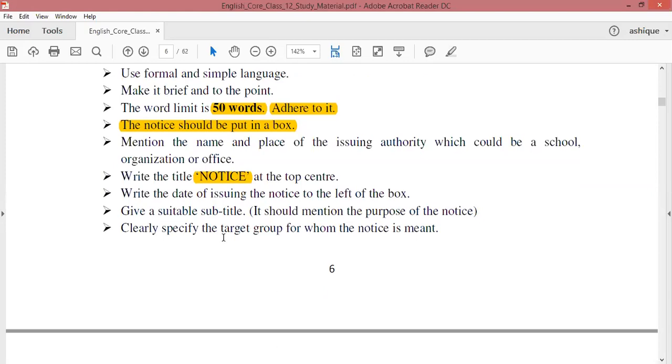Next, clearly specify the target group for whom the notice is meant. I'm underlining this statement: to whom you're writing the notice should be very clear. Your objective must be clear. If your objective is not clear, it's a big question mark for your writing: whom you're addressing, what the purpose of writing is. So your objective must be very clear in front of you: whom you are addressing, who the receiver is, what points you have covered, and what information he will receive from your notice. Everything should be covered. Before writing a notice, keep this in your mind first.